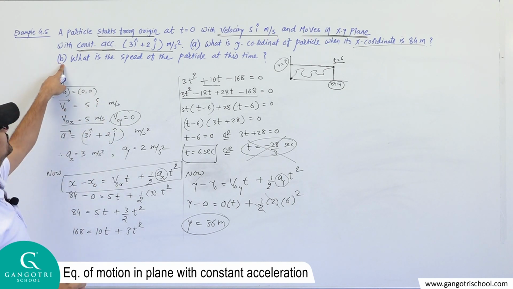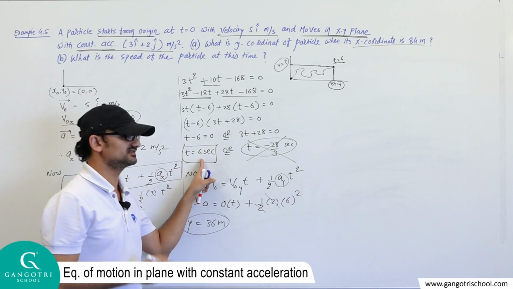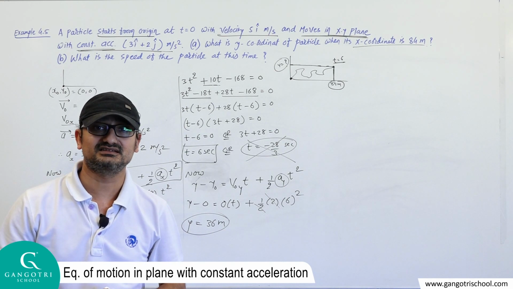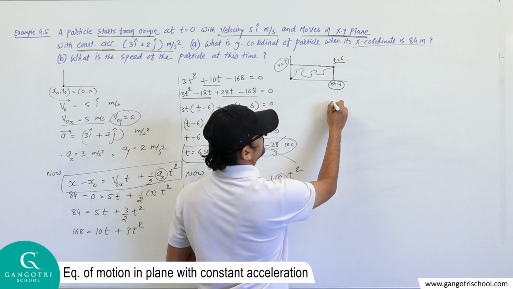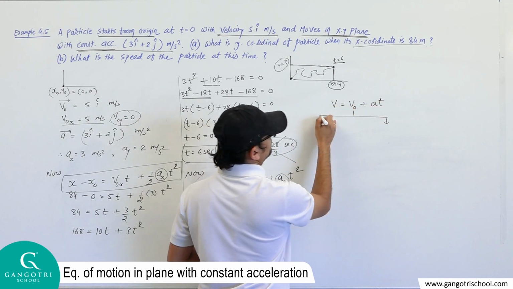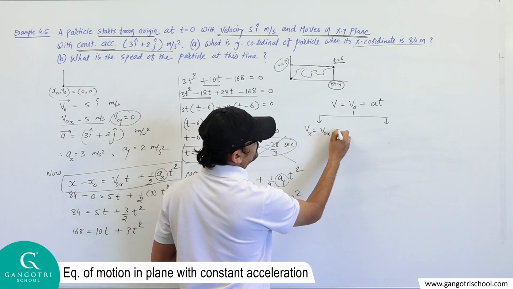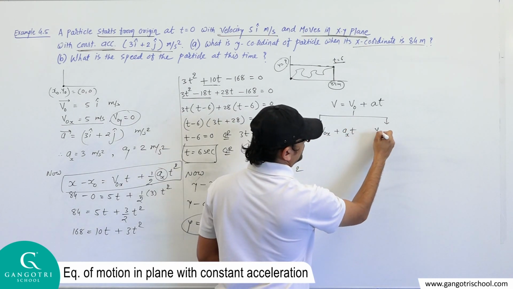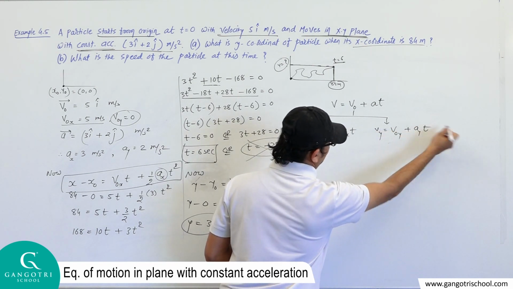Now the second question is, what is the speed of the particle at this time? At this time means at 6 seconds. What will be the speed? Now dear student, this is the case of two-dimensional motion. Velocity has both x and y components. If you remember the equation v equals v0 plus at, this equation can be written in terms of its components: the x component of final velocity equals the x component of initial velocity plus the x component of acceleration into t, and the y component of final velocity equals the y component of initial velocity plus the y component of acceleration into t.